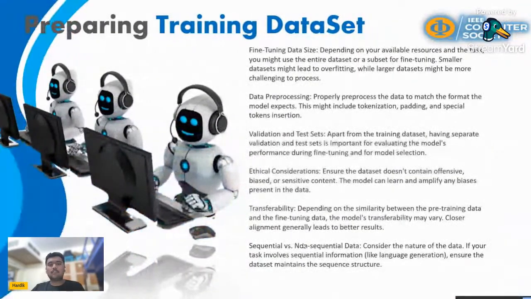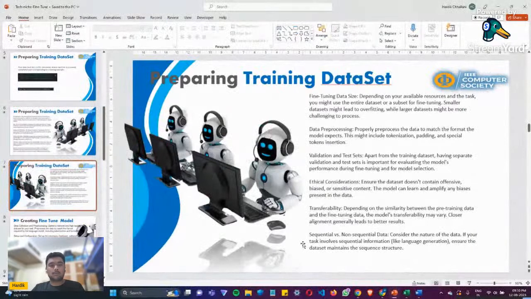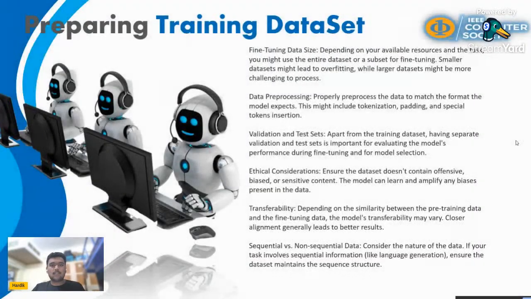So then we have data size. Then we have data processing, to process data properly. We should include tokenization in that, which I will show you later on. I'm just telling you that. Then we should have our validation and test data sets.